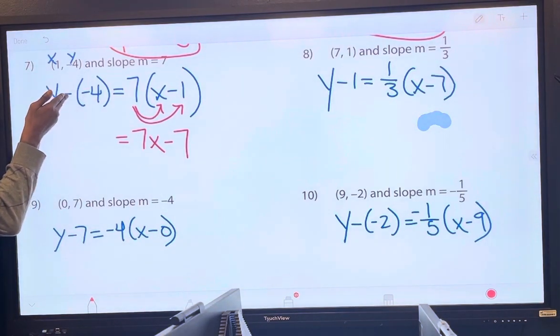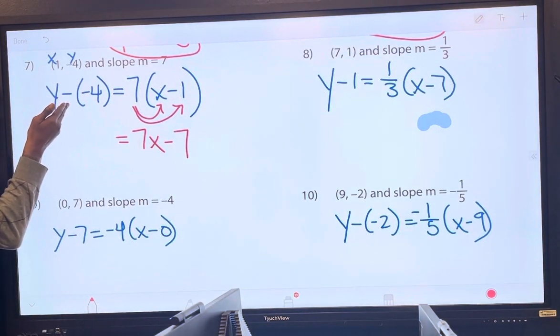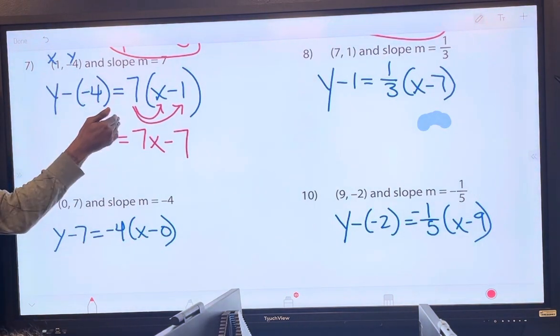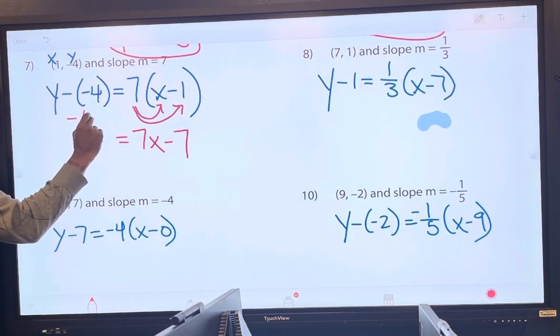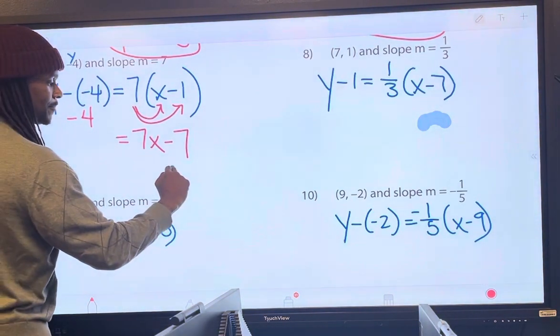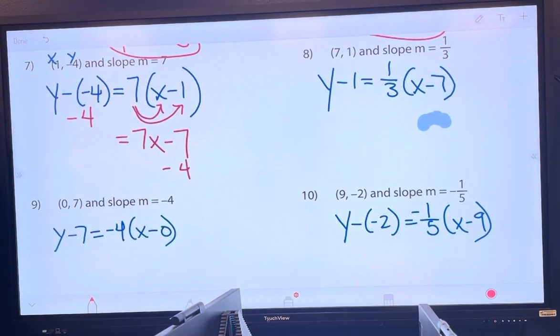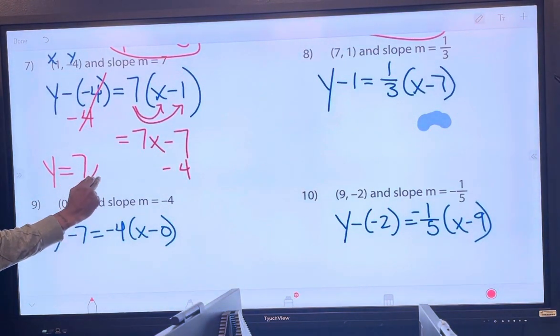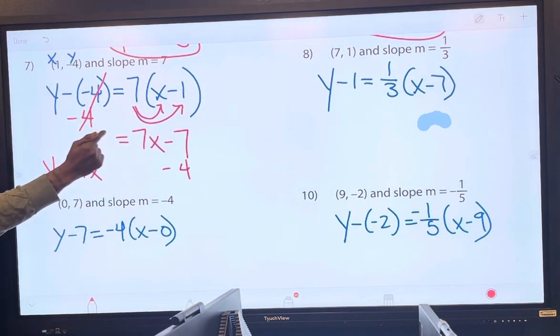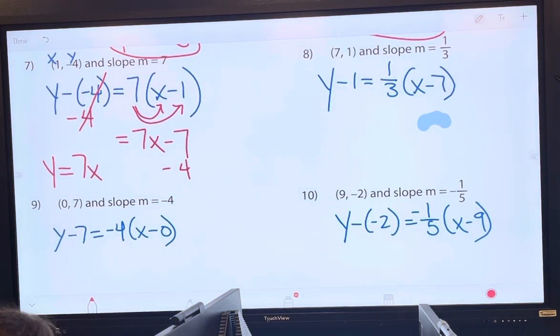So what are you going to do? What's the opposite of positive? So what am I doing on both sides? Negative 4 here. Negative 4 there. What happens to the 4s? Leaving me with just y equals 7x. Uh-oh. Negative 7 minus 4. Keep change flip. Negative 7 minus 4. Do it again. Negative 7 minus 4. Keep change flip.